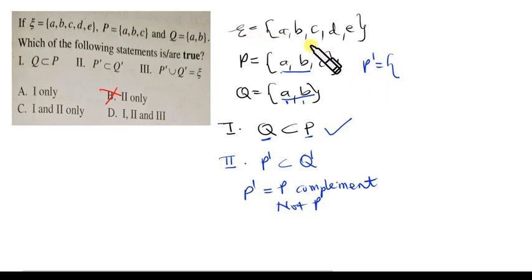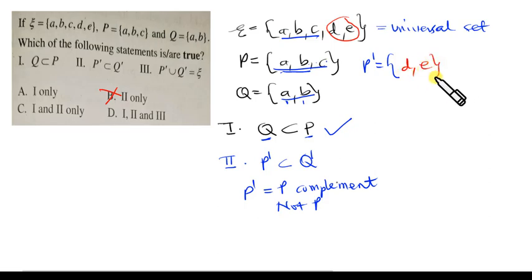So from the universal set, we have A, B, C, D, E. P is A, B, C. So if I want P complement, then I am talking about the set of elements that are not in P. So P complement means not P. I have A, B, C in P, so those not in P are D and E. So for P complement, I will have D and E.